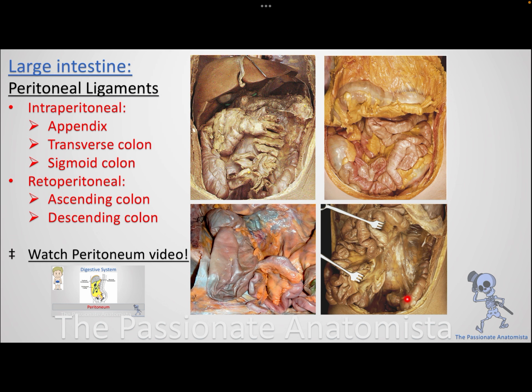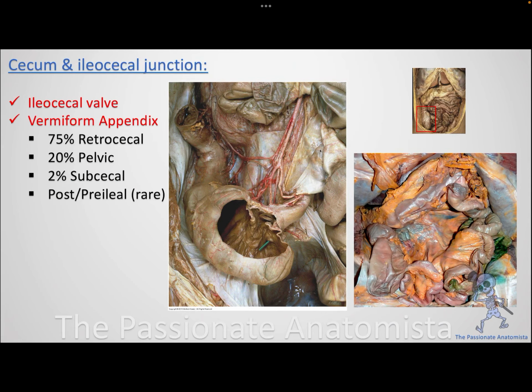ligament, which is attaching the sigmoid colon to the posterior abdominal wall. This is the sigmoid mesocolon, all right? The other parts, which are the ascending and descending colon, are basically retroperitoneal. They are not suspended by peritoneal ligaments, all right?